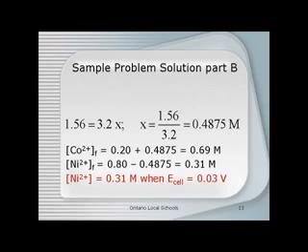And finally, what this tells me is that the concentration of nickel 2 plus is equal to 0.31 moles per liter when the energy of the cell is equal to 0.03 volts.